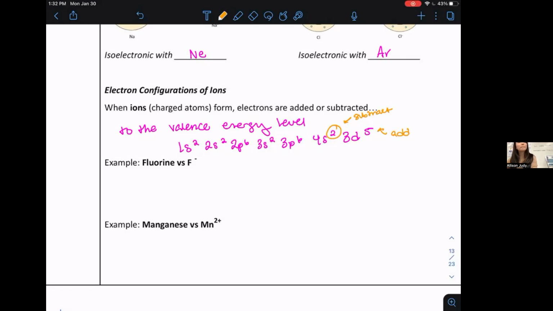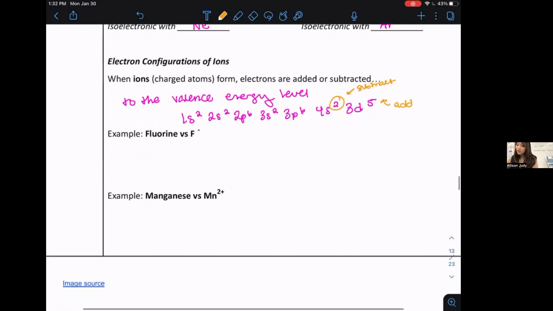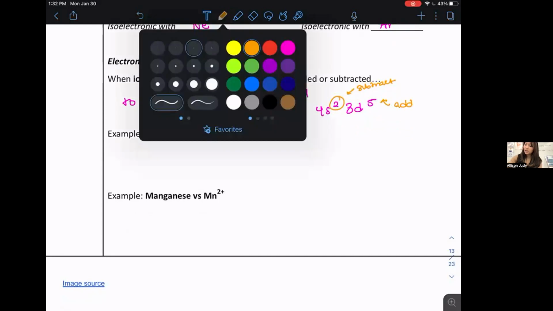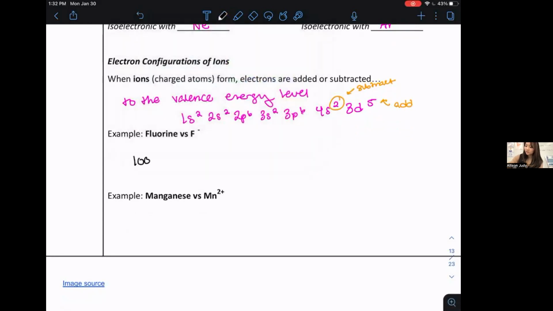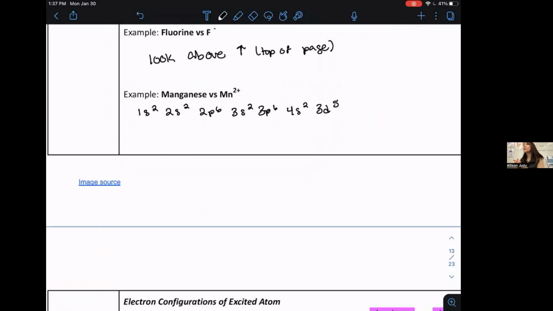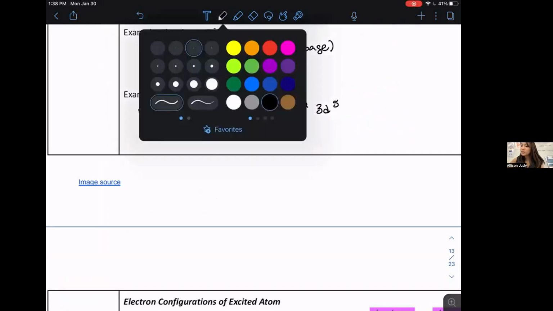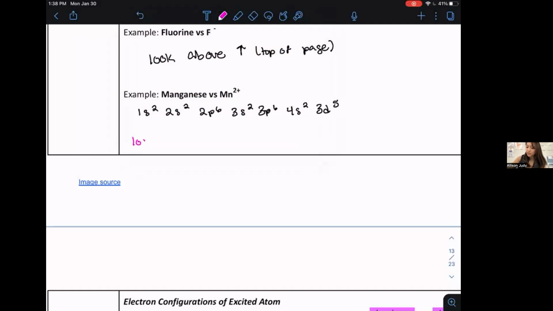All right. I already went through fluorine, so I'm going to say look above. Why don't you try manganese, normal neutral manganese versus manganese 2+. Go ahead and give that a shot. So this is what you should have gotten for the original electron configuration of manganese, Mn. Now I am losing 2 electrons to get an overall positive.